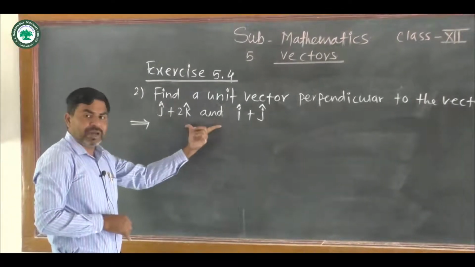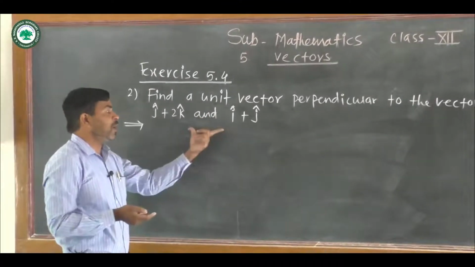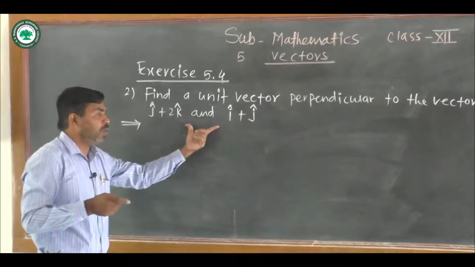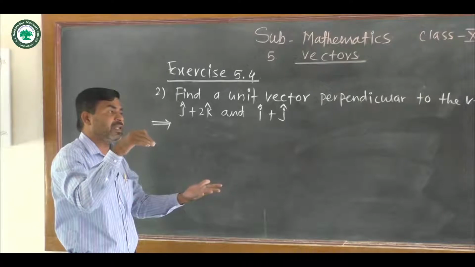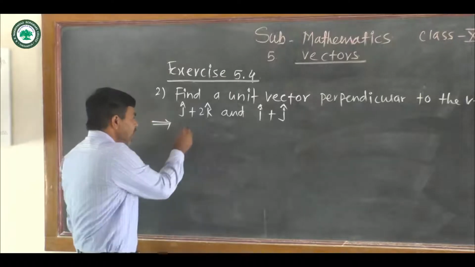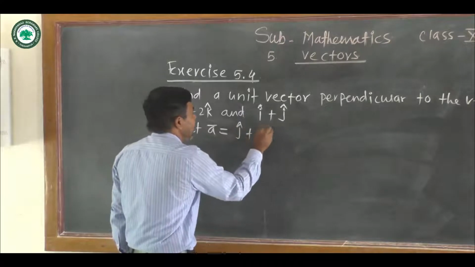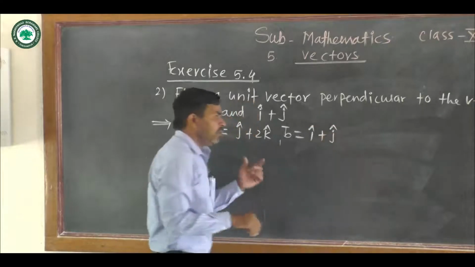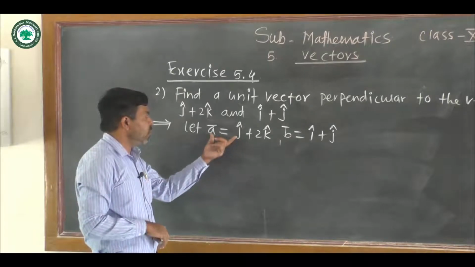So to get the unit vector perpendicular to these 2 vectors, first we find the vector which is perpendicular to these vectors, and once we get that vector, then we can find a unit vector along that vector, because that unit vector is also perpendicular to the vectors j cap plus 2k cap and I cap plus j cap. So let A bar be equal to j cap plus 2k cap and B bar be equal to I cap plus j cap. Now A bar and B bar are these 2 vectors. We have to find out the unit vector perpendicular to A bar and B bar.